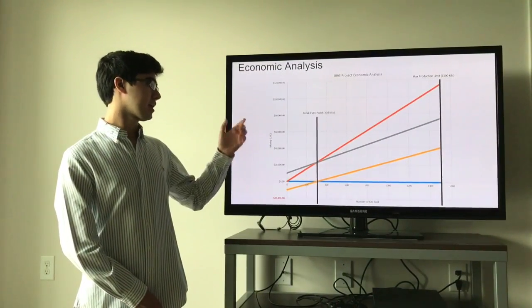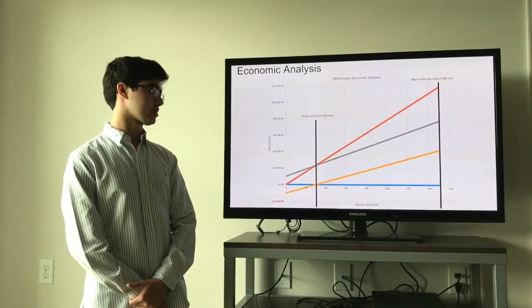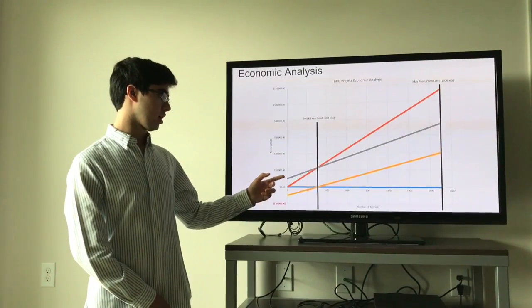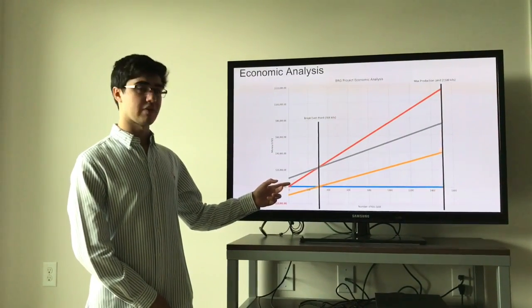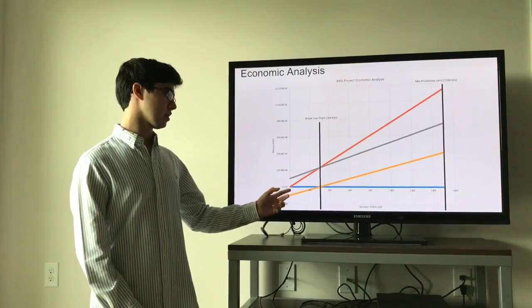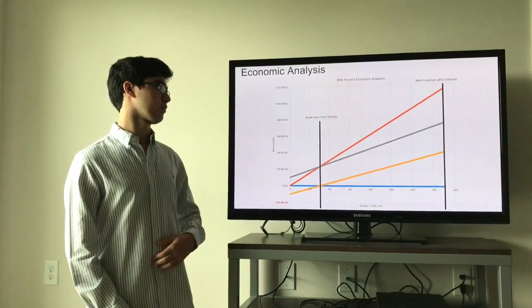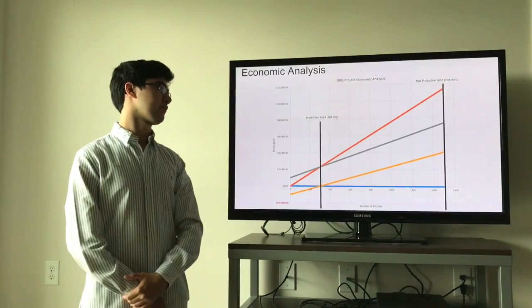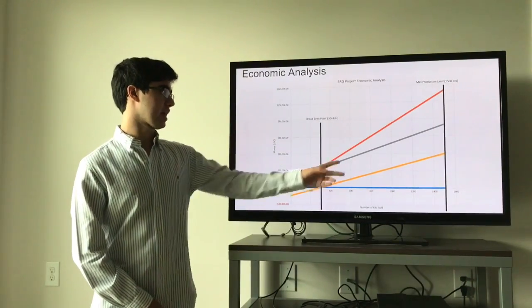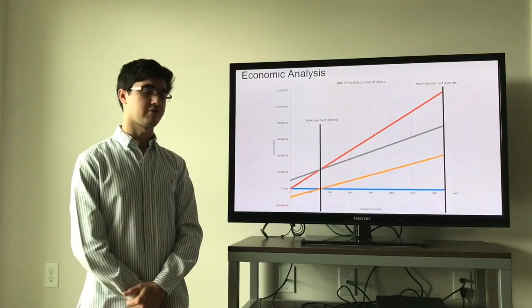For our economic analysis, we also made a chart explaining what was shown in the previous slide. As you can see, the blue line represents units sold. The red line represents total revenue. The gray line represents total costs. And the yellow line represents total profits. As you can see, our break-even point is right here at 304 kits, and our max production is at 1,500 kits. And the maximum profit, the gap between these two functions, is $39,500.